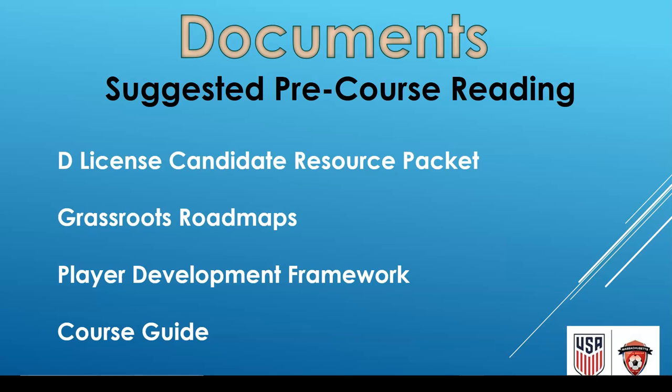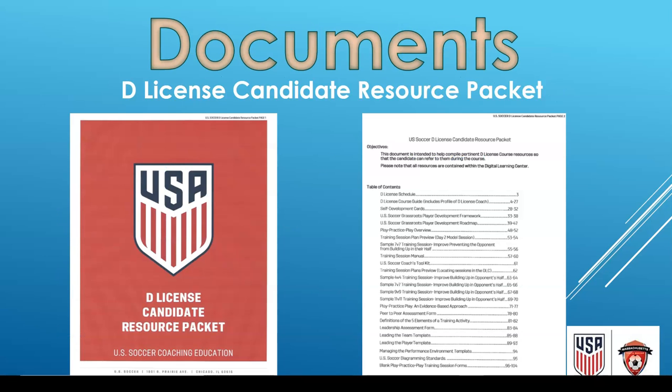Let's take a look at each document. The first document is a D-License Candidate Resource Packet. This document may seem overwhelming, but it includes all the documents mentioned previously and what is needed throughout the course. Included in the resource packet are blank lesson plans and sample lesson plans for use during the course. These session plans cannot be used to complete assignments, but will provide much needed examples of the format for lesson plans.